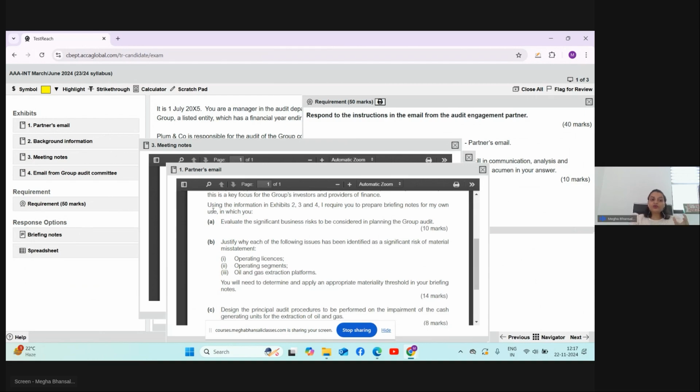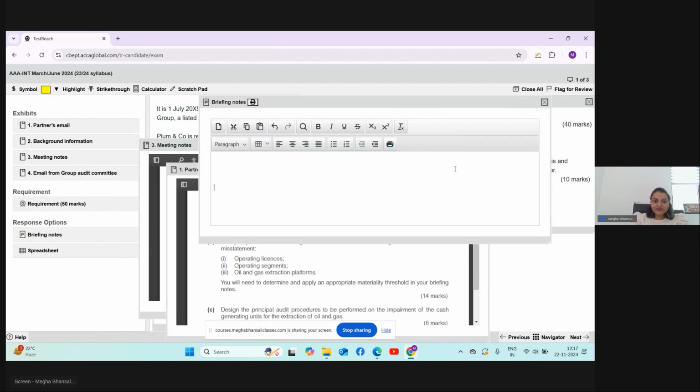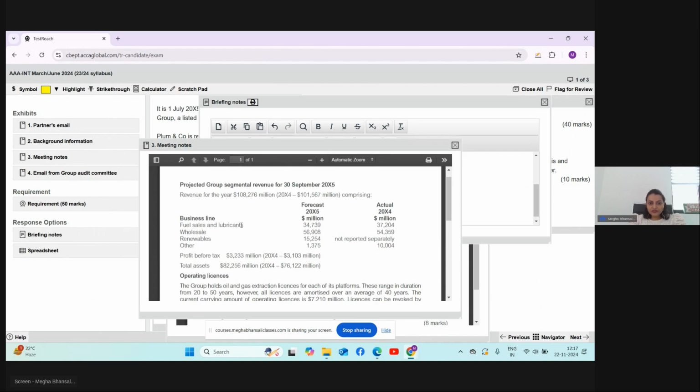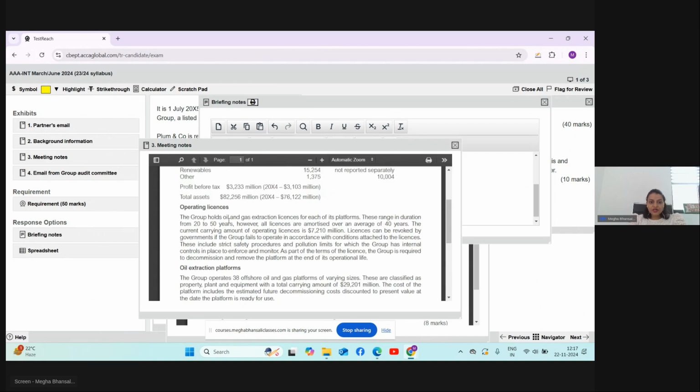Another way to answer, which I personally find very easy, is, let's say I will say answer A, I will write business risk, then I'll put answer B1, where I'll say operating license. So like this, first you put down the structure. Then as and when you're reading, I am reading that the revenue for the year is so much. Let's say operating license. The company holds oil and gas extraction license for each of its platform. These range in duration from 20 to 50 years. However, the license are amortized on an average of 40 years.